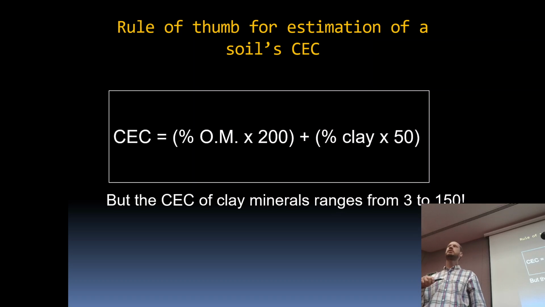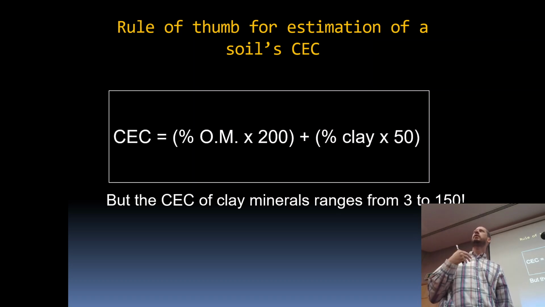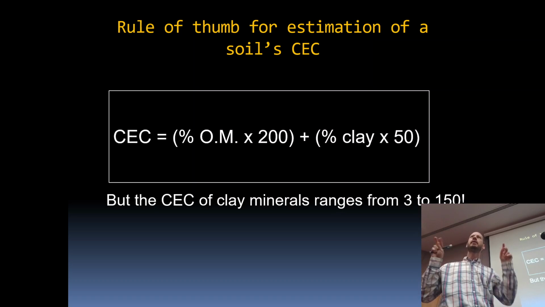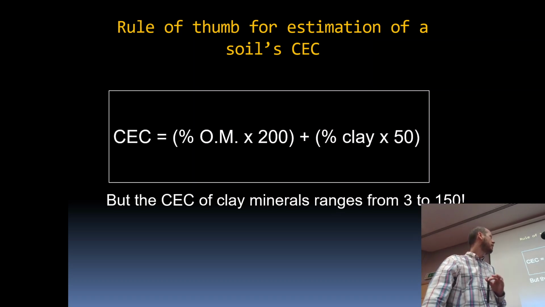If you have the percentage of that clay, multiply by 50, and organic matter by 200. But organic matter can go up to 600, 800, depending on how humidified it is. And clays could be as low as 10 up to 200, but as a rough estimation, you can calculate by using this formula, just to know around how much you have.